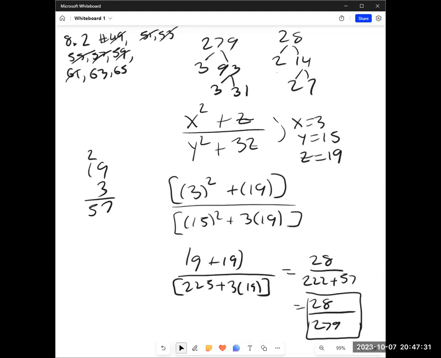And that is our last section of problems for this assignment. They were calling this assignment number sense.